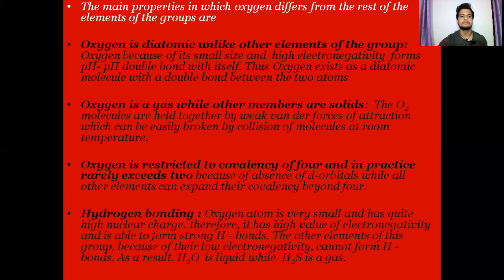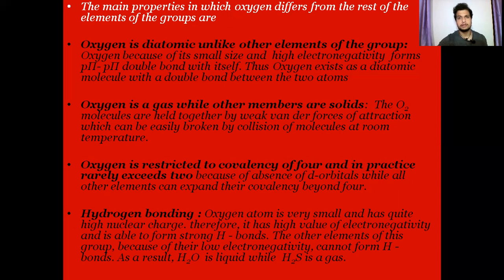Okay, coming to hydrogen bonding. Oxygen is very small and has quite high electronegativity, nuclear charge, because of which it can form very strong hydrogen bonds. But the other elements of this group have very low electronegativity compared to oxygen, and obviously because of their very big size, they will not be able to form hydrogen bonds.